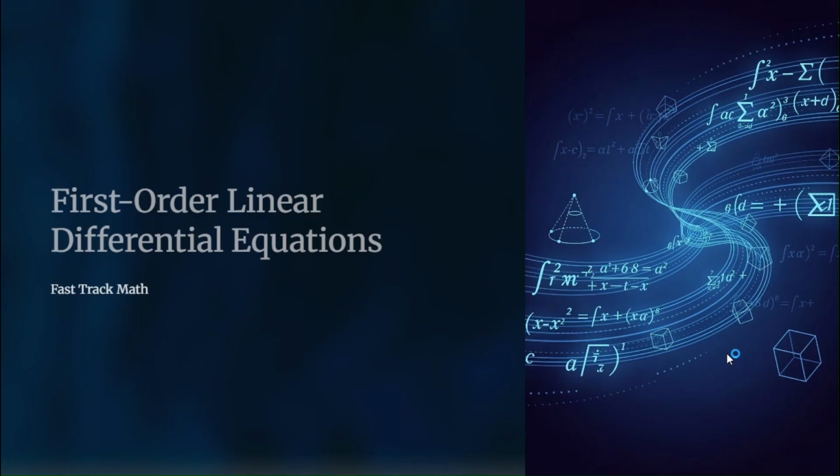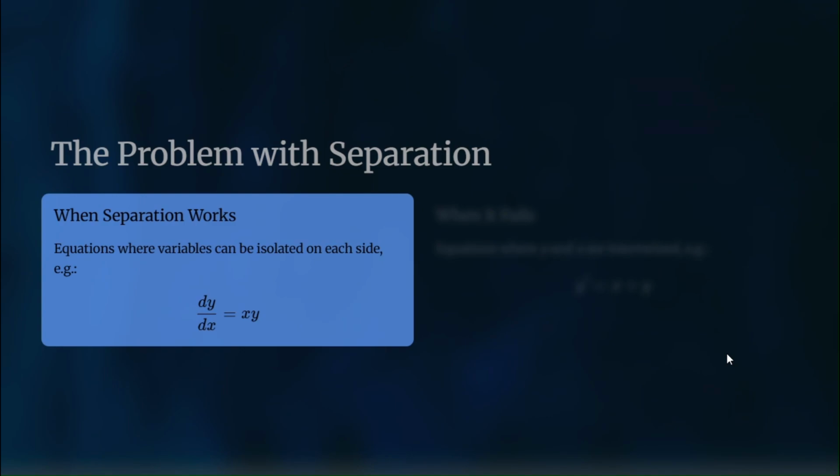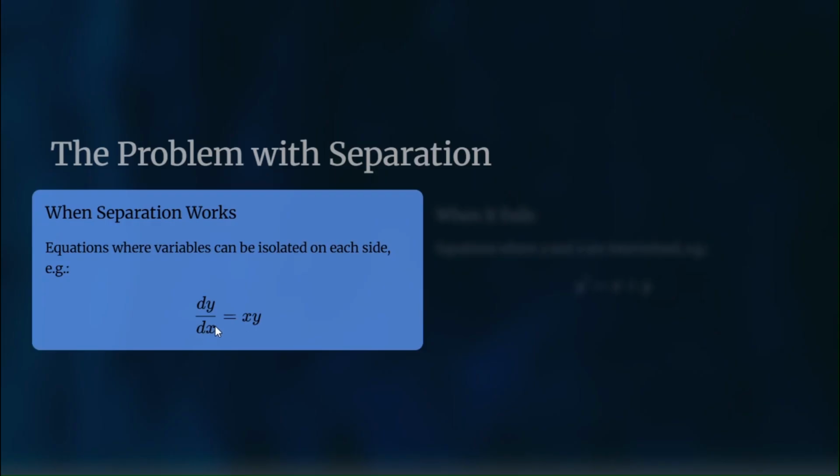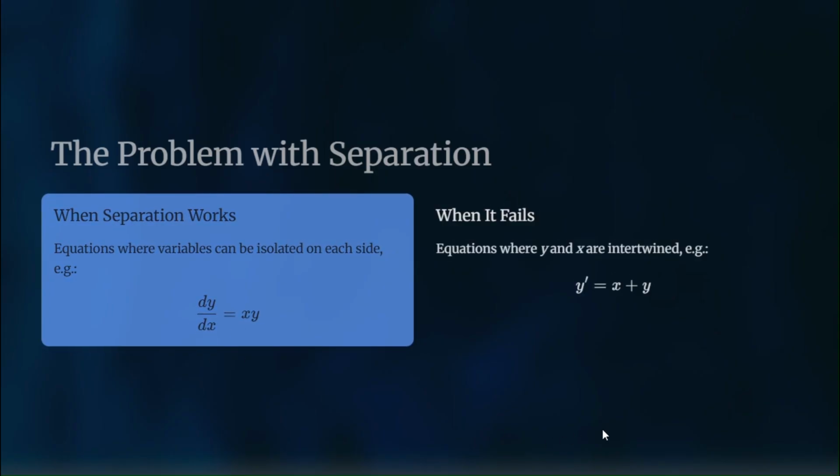Let's fast track it. Here's the problem with separation. It works for equations where the variables can be isolated on each side. For example, if you have dy/dx equals x times y, you can divide both sides by y and multiply both sides by dx. But it fails for equations where x and y are intertwined. For instance, if you have dy/dx equals x plus y, you won't be able to separate the variables. So a new method is required.